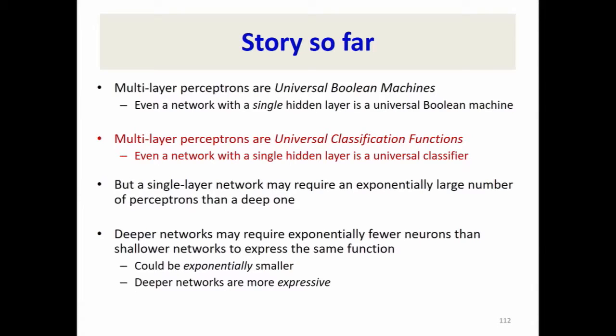So story so far, MLPs are Boolean machines. Even a network with a single hidden layer is a universal Boolean machine. Multi-layer perceptrons are universal classification functions. Even a network with a single hidden layer is a universal classifier. But a single hidden layer network may require an exponentially larger number of perceptrons than a deep one. And deeper networks may require exponentially fewer neurons, conversely, to model the same function.